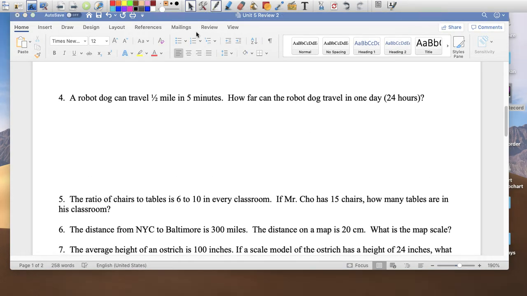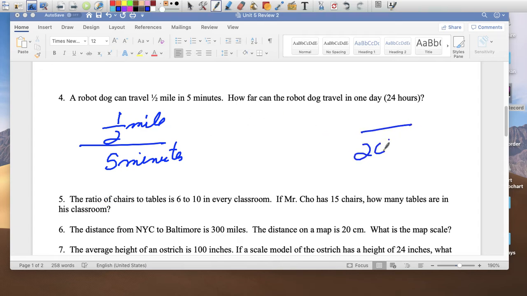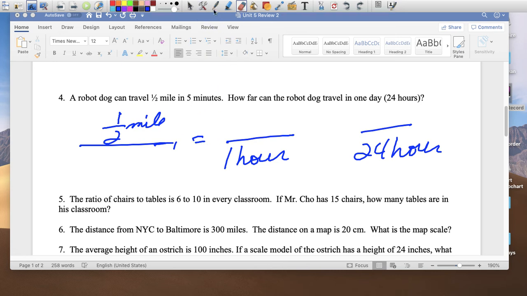A robot can walk half a mile in 5 minutes. We want to know how long he's going to walk in 24 hours. And good thing he's a robot. So let's figure out how we're going to do this. So let's figure out how many he can walk in 1 hour. Now, how do I change this 5 minutes to 1 hour? So my advice would either be, well, change the 5 minutes and let's rewrite that. Rewrite that in terms of hour.